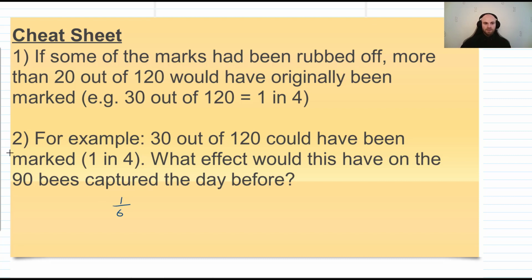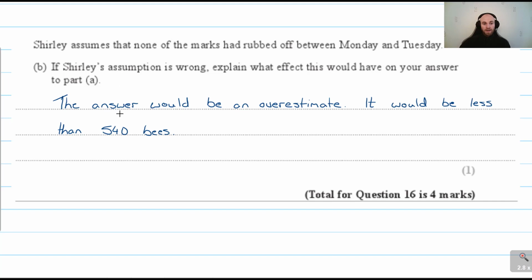If none of the marks had fallen off and it was 20 out of 120, or 1 in 6, had been marked, then we know from part A that it would be 90 multiplied by 6, which would give us 540. But if some of the marks had fallen off, and for example 30 out of the 120 bees had been marked, which would be 1 in 4, we would then have to multiply that 90 by 4 to find out how many bees were actually marked, and this would give us 360, which is less. So for my answer, I'm going to put the answer would be an overestimate. It would be less than 540 bees.